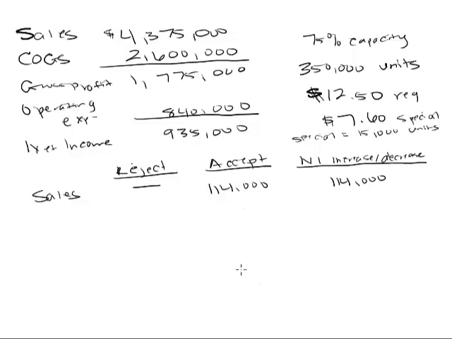We also want to consider capacity with this. Okay, we've talked about capacity before. Right now we're at 75% capacity. We need to make sure that these additional units won't put me over 100% capacity. If they do, that's going to become important.